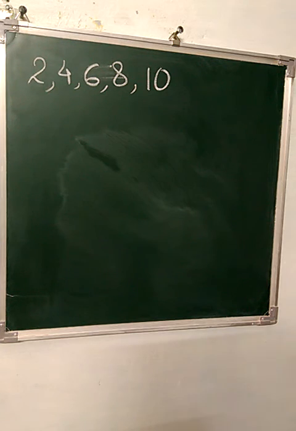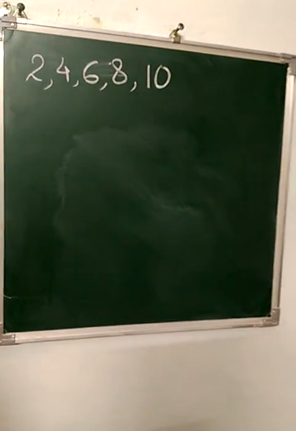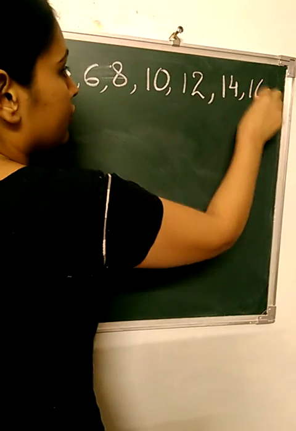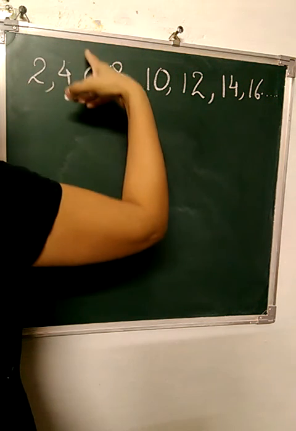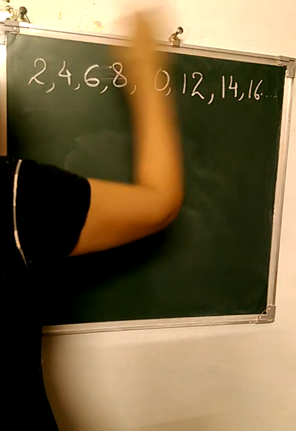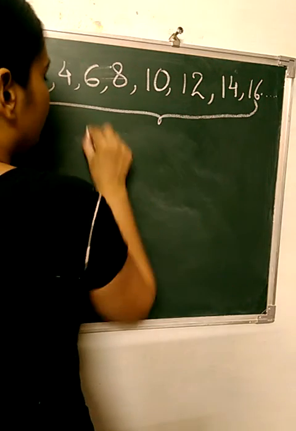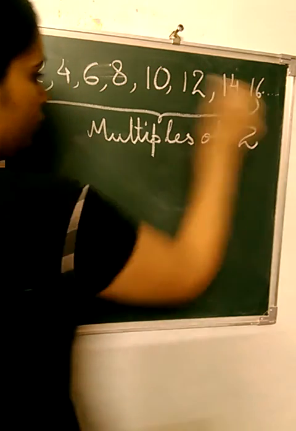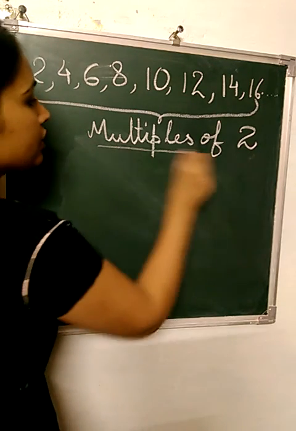Now, can you observe this pattern? 2, 4, 6, 8, 10. Can you tell me what will be the next number? And so on. So what are these? 2 ones are 2, 2 twos are 4, 2 threes are 6, 2 fours are 8, 2 fives are 10, 2 sixes are 12, 2 sevens are 14, 2 eights are 16. So these are all multiples of 2.